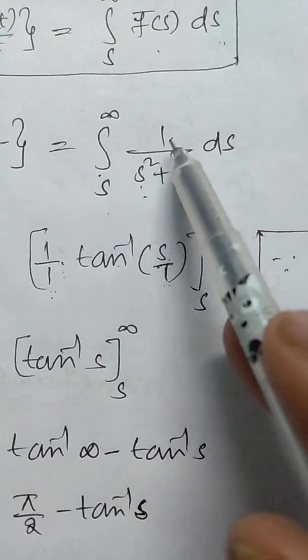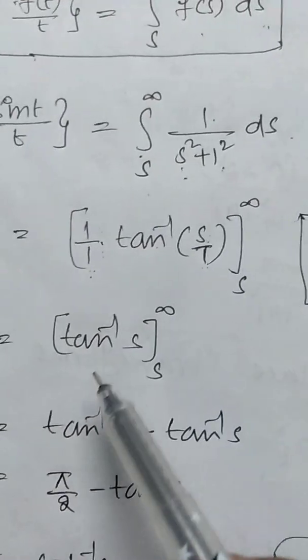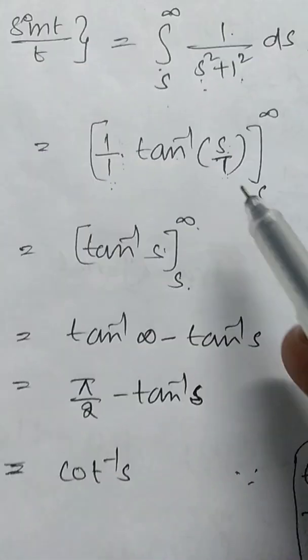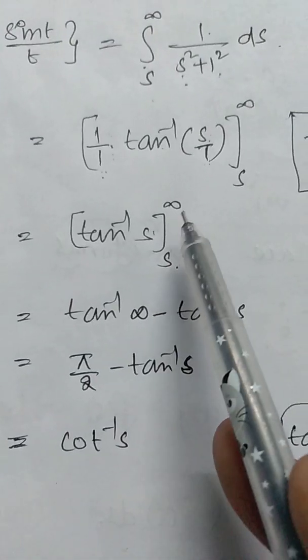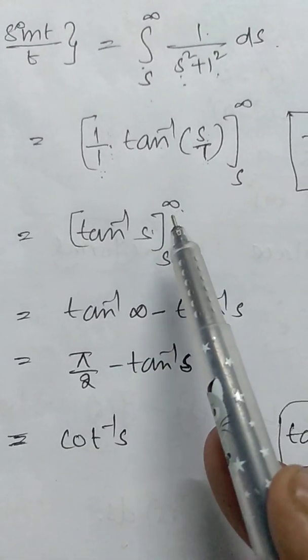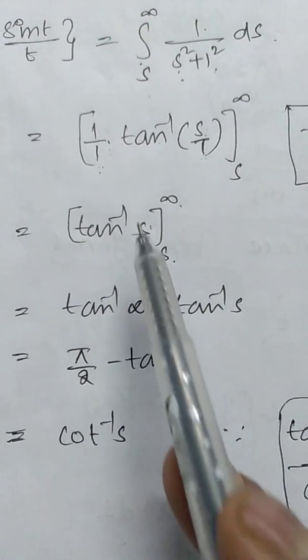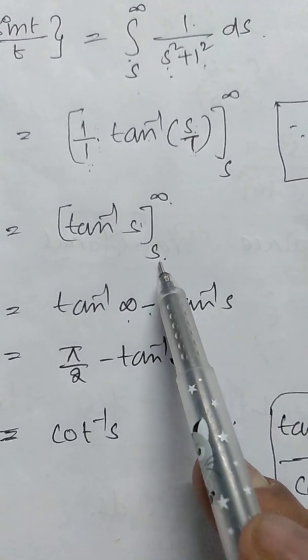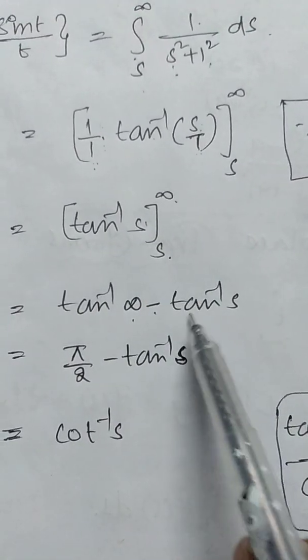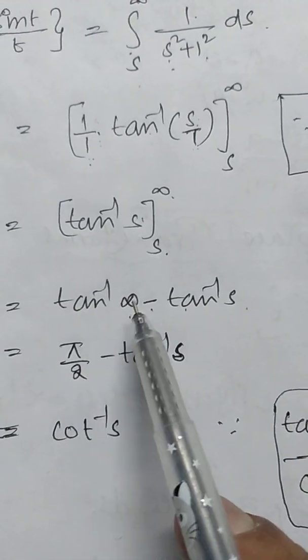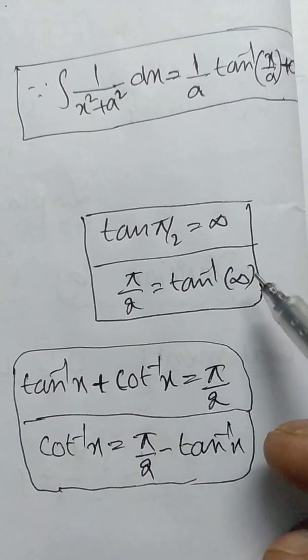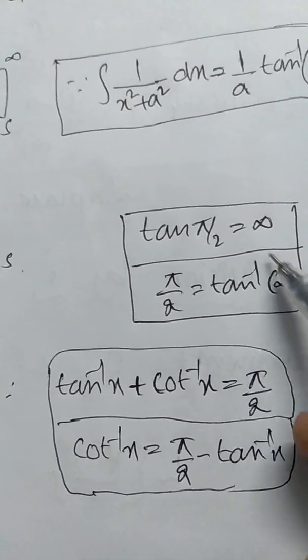Okay, integration of 1 by s square plus 1 square into ds is equal to tan inverse of s between the limits s to infinity. Now apply the upper limit, put s equal to infinity in tan inverse of s, that is tan inverse of infinity, minus the lower limit, put s equal to s, we get tan inverse of s. Since tan pi by 2 is equal to infinity, then pi by 2 is equal to tan inverse of infinity.